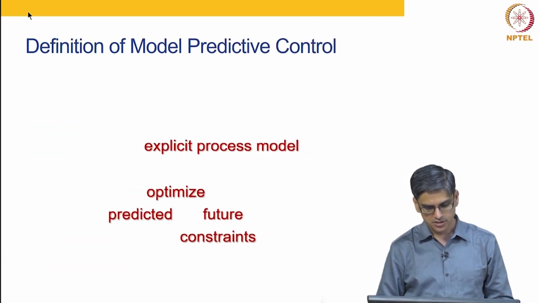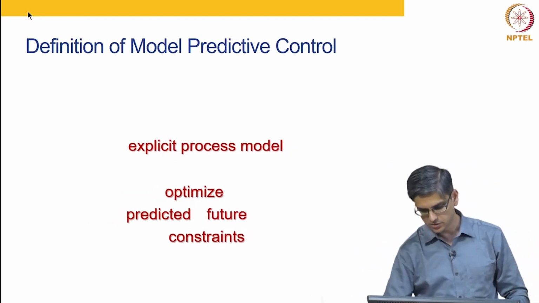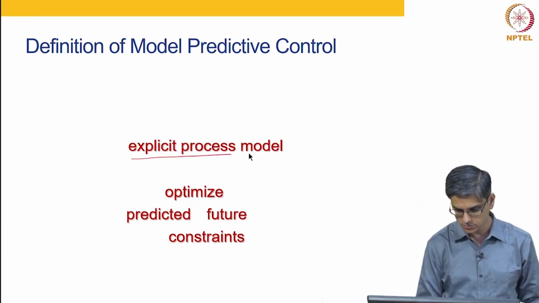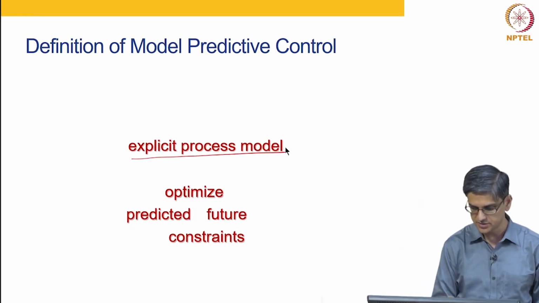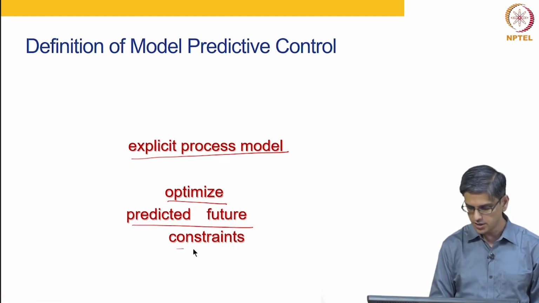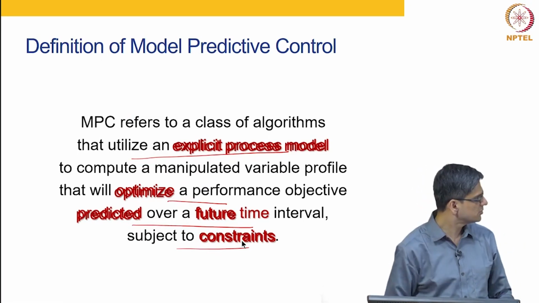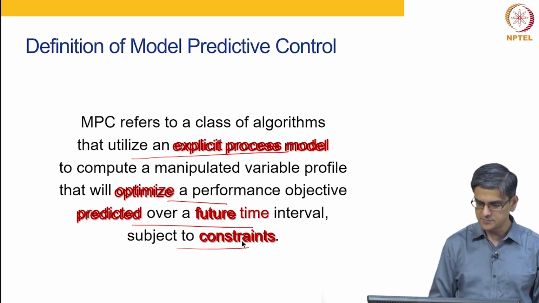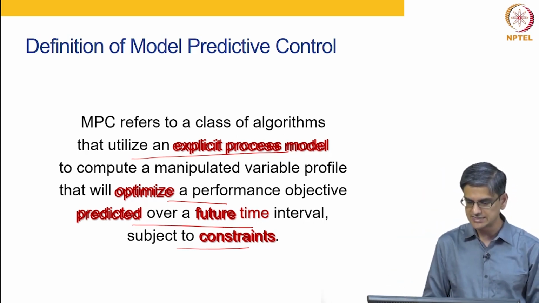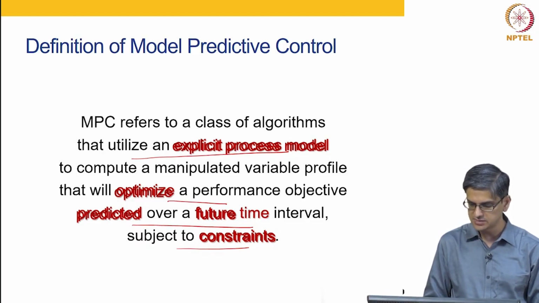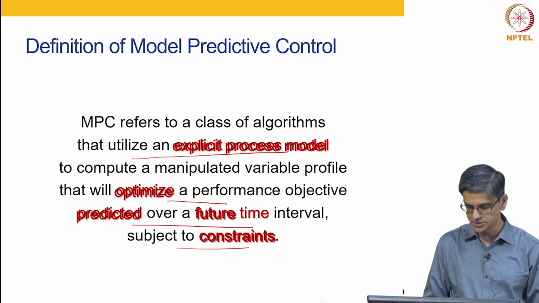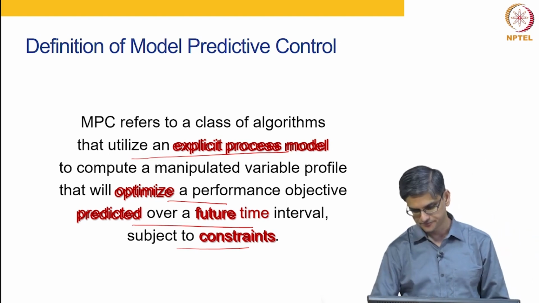Okay. Definition of MPC. So, the more important keywords: MPC uses an explicit process model, it is an optimization based algorithm, and it uses the model for predicting the future and is able to handle constraints. The definition of MPC is: MPC refers to a class of algorithms that utilize an explicit process model to compute a manipulated variable profile that will optimize a performance objective predicted over a future time horizon, subject to constraints.